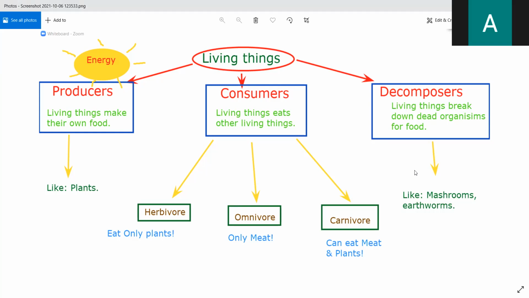Yesterday we were talking about all the living things, and we divided them into 3 groups. Remember? There are producers, consumers, and decomposers. They are different in the way they eat. If they make their own food, what do we call them? Producers. Excellent, producers. What if they eat other living things? Consumers. What do we call them, Dania? Consumer.